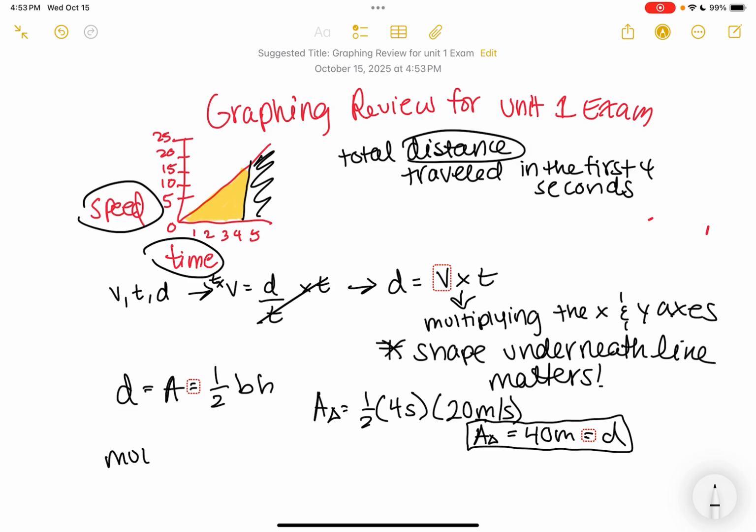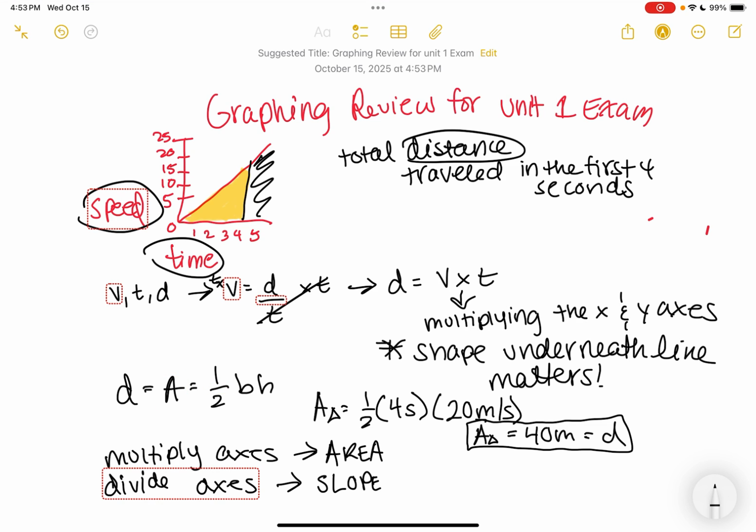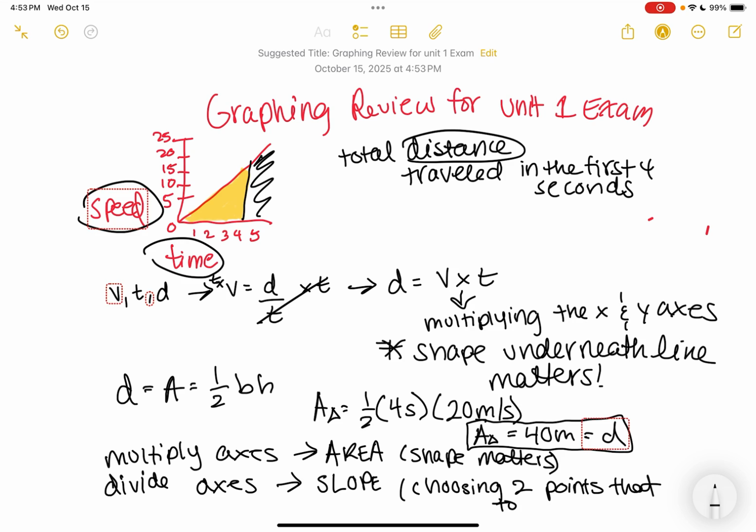When we multiply the axes, we're taking the area. When we divide the axes, that means we're taking the slope. Again, area means the shape matters. Slope means you're choosing 2 points that touch the line nicely.